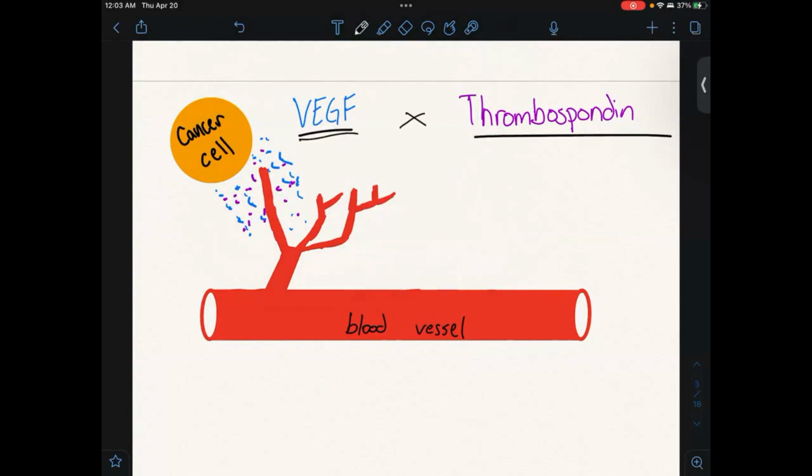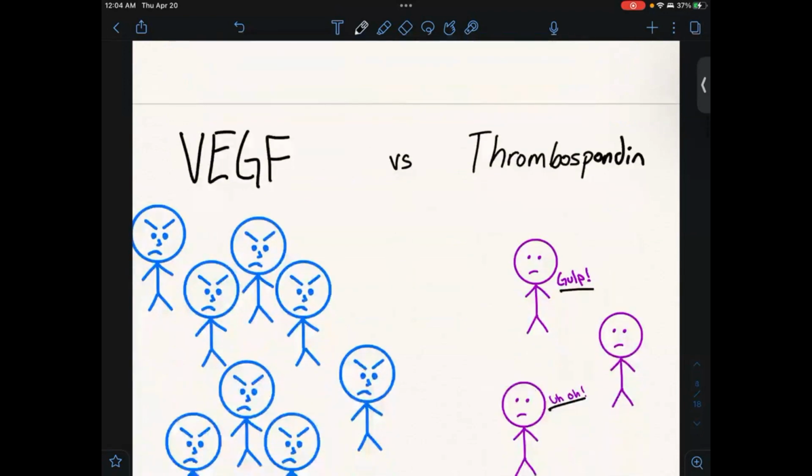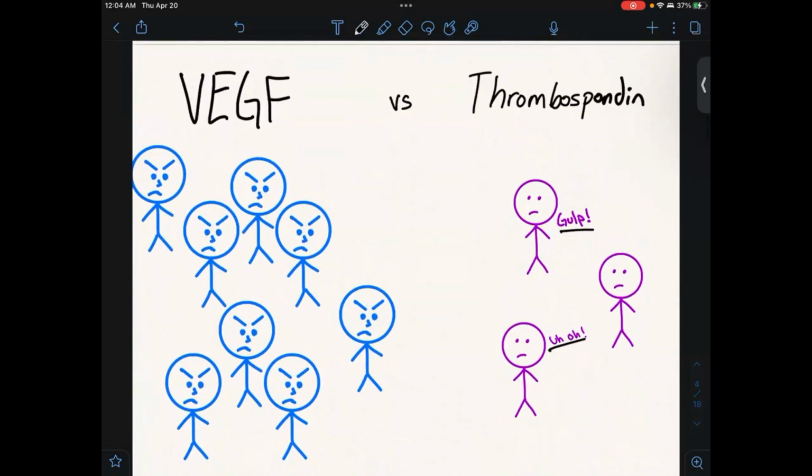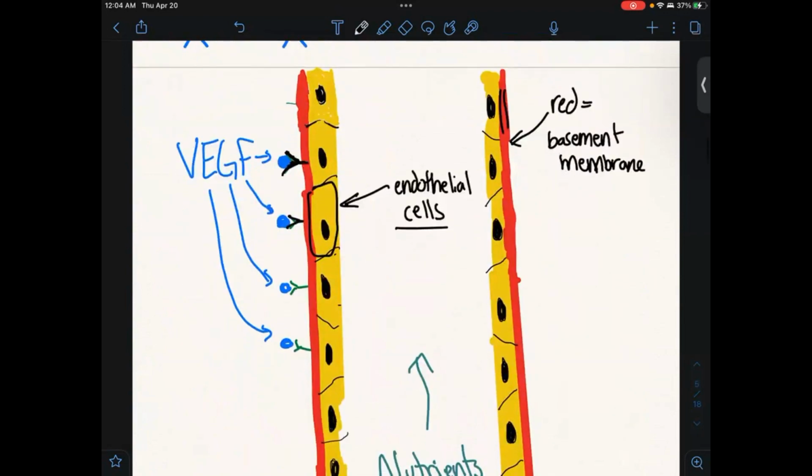This is opposed by thrombospondin. Thrombospondin is an anti-angiogenesis agent that tells the blood vessels, hey, don't grow that way, don't grow that way. The problem is the cancer cell has a lot more VEGF than thrombospondin. And you can even see these guys are not too happy about it. So the VEGF overpowers and overwhelms the thrombospondin and it reaches the blood vessels.